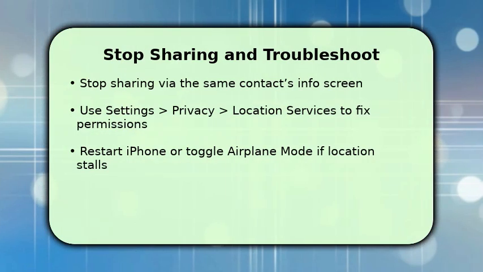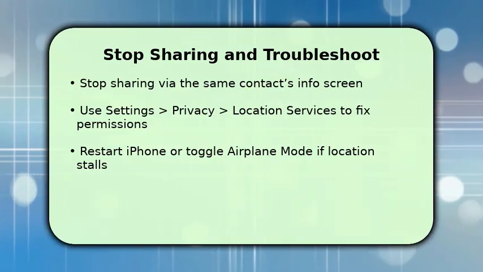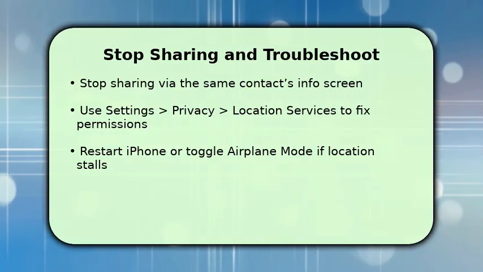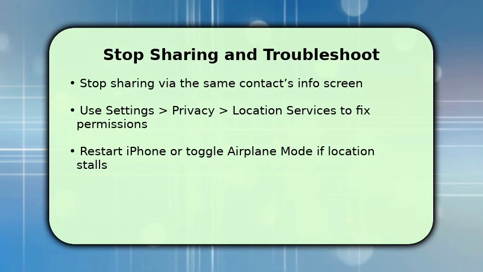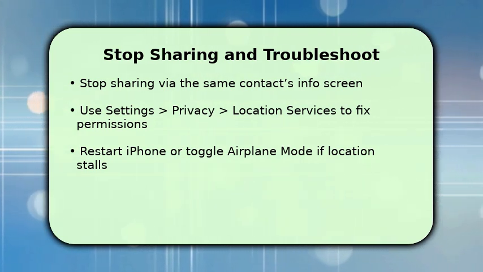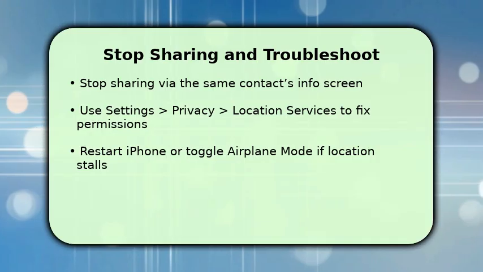To stop sharing, return to the same message, tap the contact, and choose Stop Sharing. You can also open Settings, Privacy, Location Services, and verify Find My and Messages have permission.